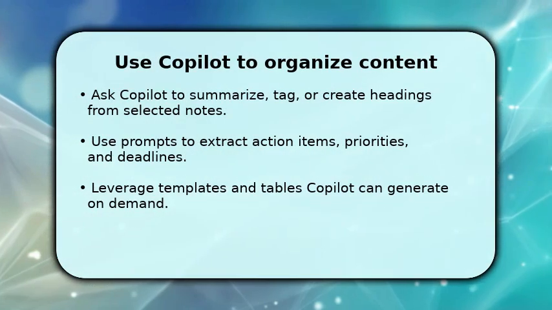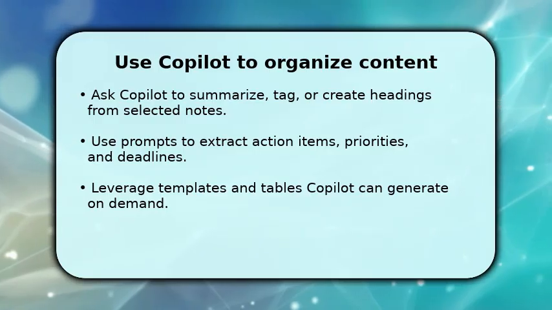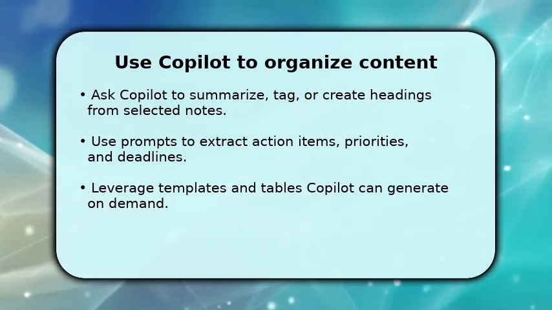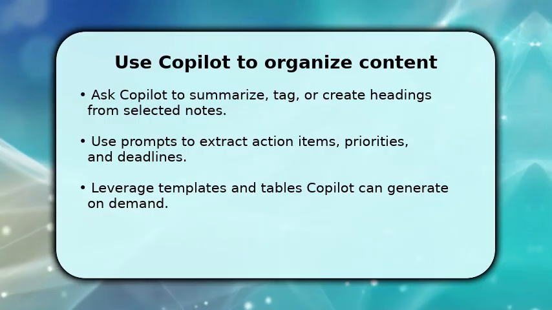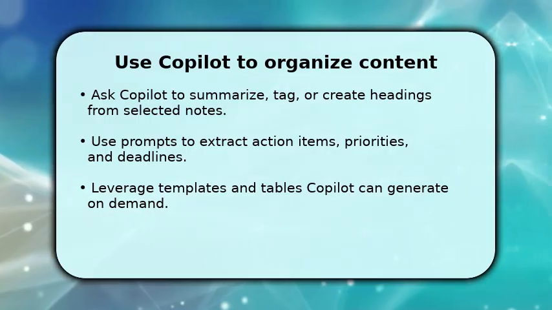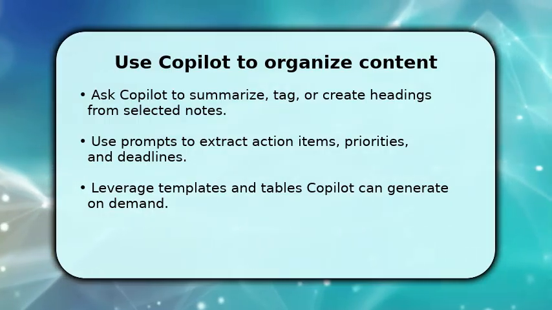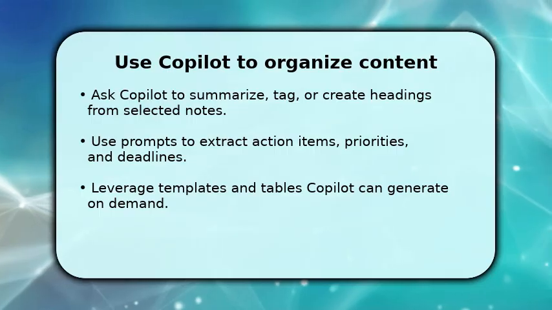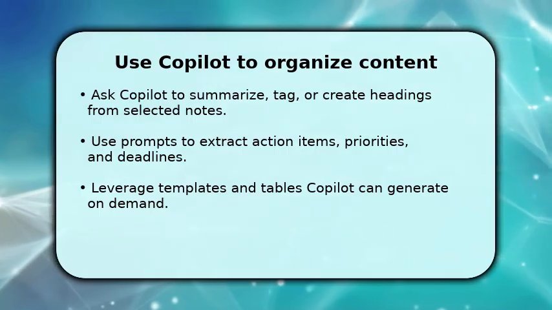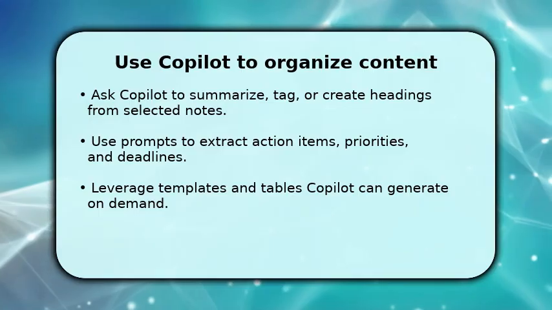Now focus on structuring content. Select a block of notes and instruct Copilot to summarize or extract action items. You'll get concise bullets you can edit. Once you have actions, ask Copilot to create tags or convert items into a task list with due dates. This links back to your Outlook or To-Do.